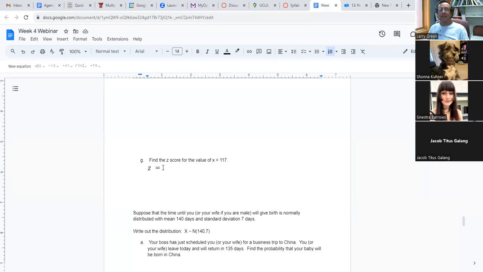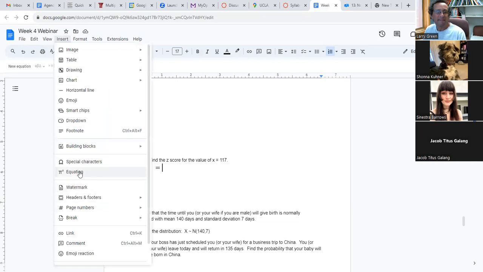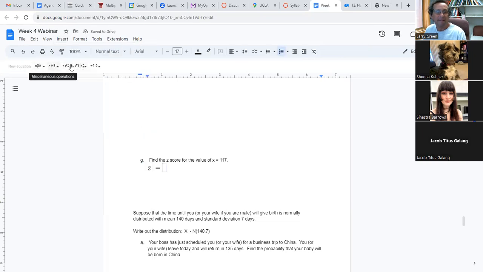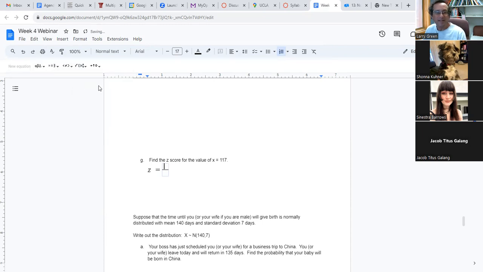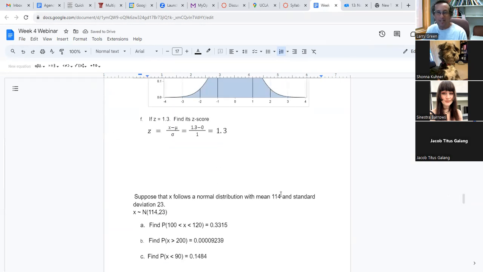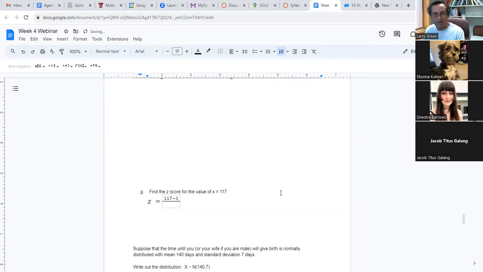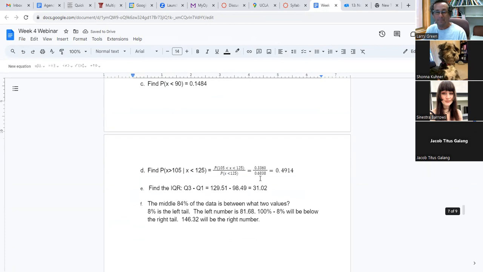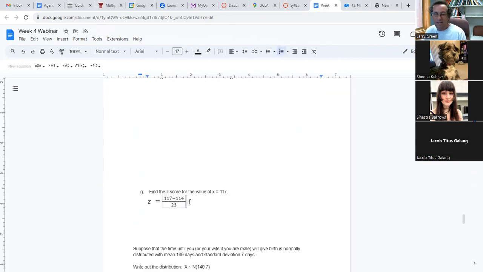If we want to find the z-score for the value of x equals 117. Notice now it's x. It won't be the same as 117. It won't be 117. But what we can do is use the formula. So z, if you remember the equation, will be x minus mu over sigma. X is 117 minus the mean. Remember the mean was 114. And the standard deviation was 23, as it told us.